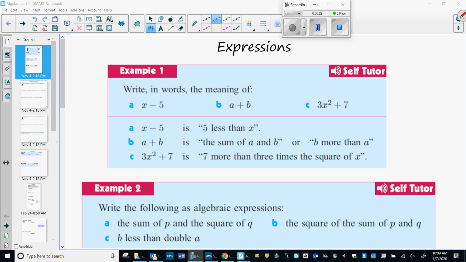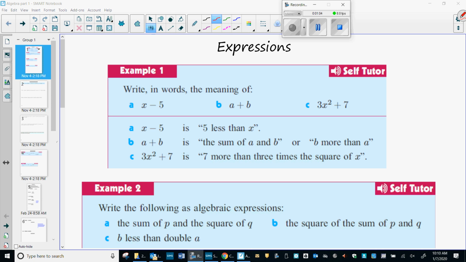Algebra is a way of writing things down in maths using general terms. So for example, rather than writing a number, I said choose a number, add 7 to it. Rather than writing all that in English, we want to write it as succinctly, as shortly, as small as possible. So instead of writing a number, I'm going to choose any letter to represent that number. So the letters represent numbers.